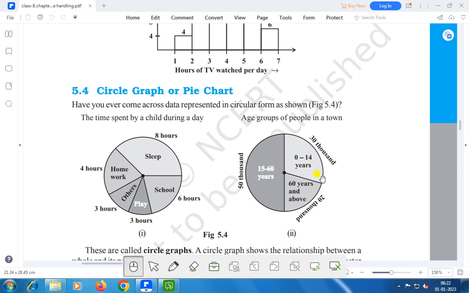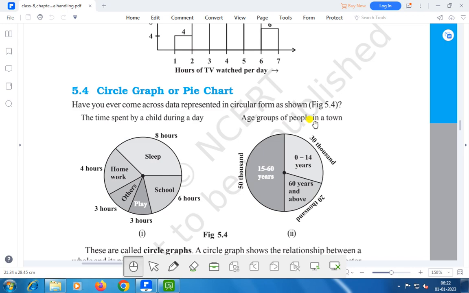Hello everyone. Today we shall discuss circle graphs or pie charts. Have you ever come across data represented in a circular form as shown in figure 5.4? The time spent by a child during a day is given here: display 3 hours, others 3 hours, homework 4 hours, sleep 8 hours, school 6 hours.